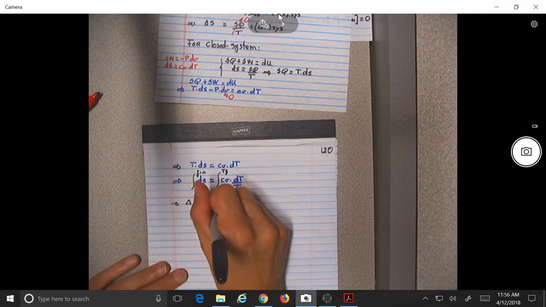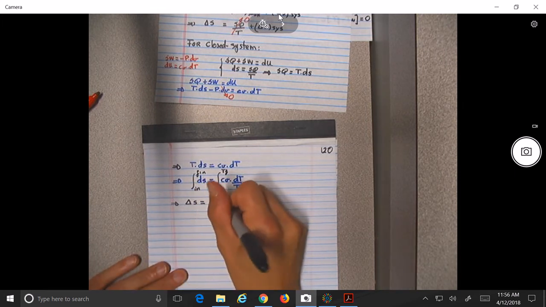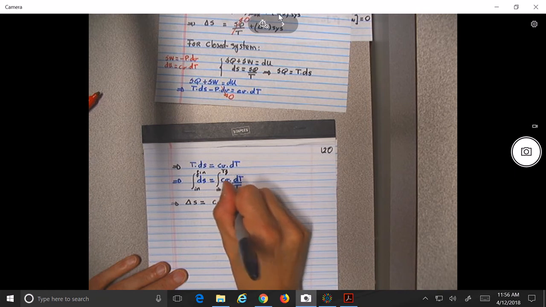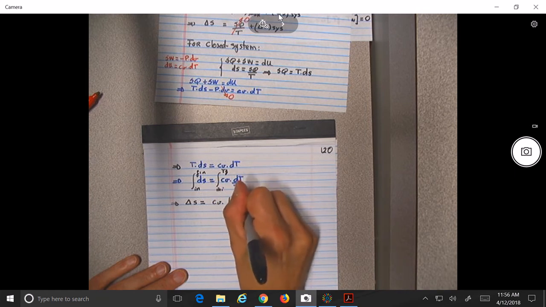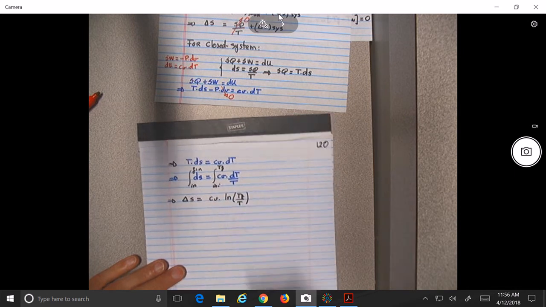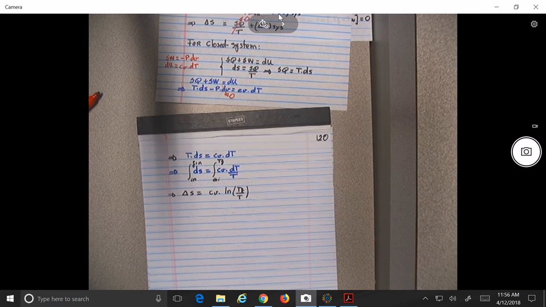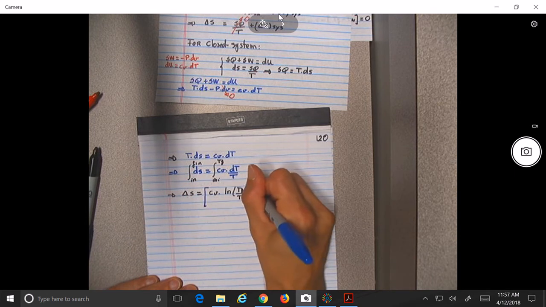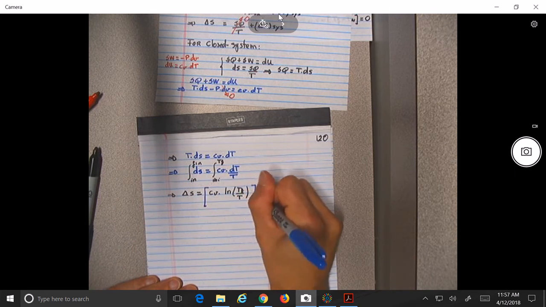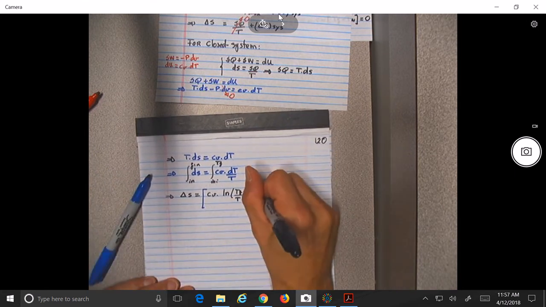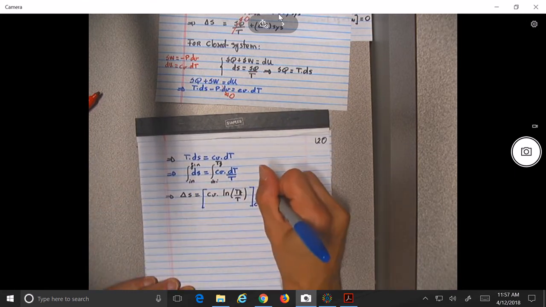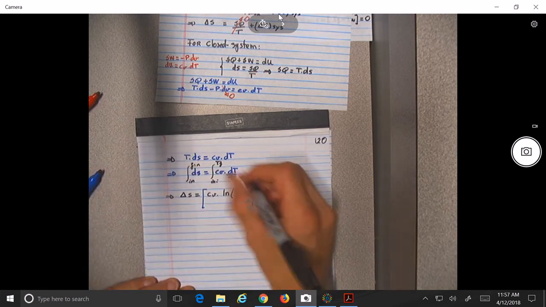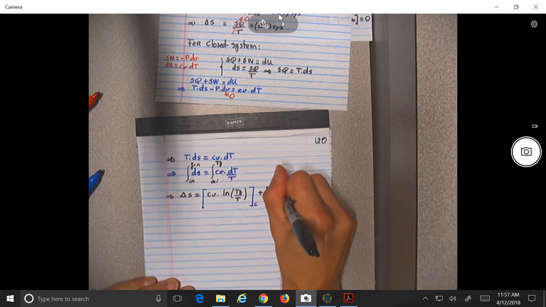Here's where we need to be a little bit careful. So it will be log CV log T final over T initial. But again, how many substances do we have? 2. So we need to do this. So maybe I should know this. Let's say for the copper, no? What is the change of entropy of the copper? Plus something similar for the water.